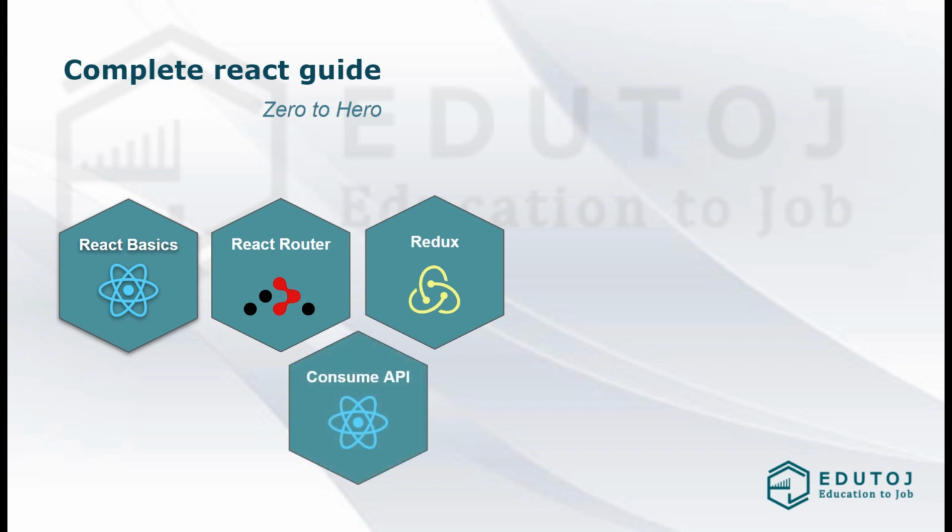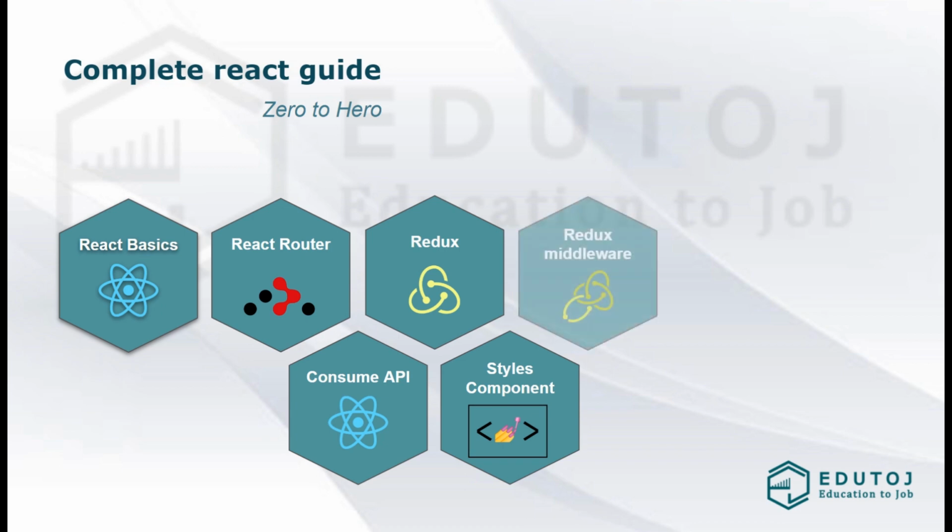Then we will introduce API, and how we can consume an API from the server. We are going to use the backend .NET application for the API. Next, we will introduce styled components, which is a standard way of maintaining the CSS styles of the component. It's an industry-wide standard, so we're going to cover styled components in this course. Next, we'll introduce Redux middleware so that any asynchronous operation can be performed while dispatching an action.